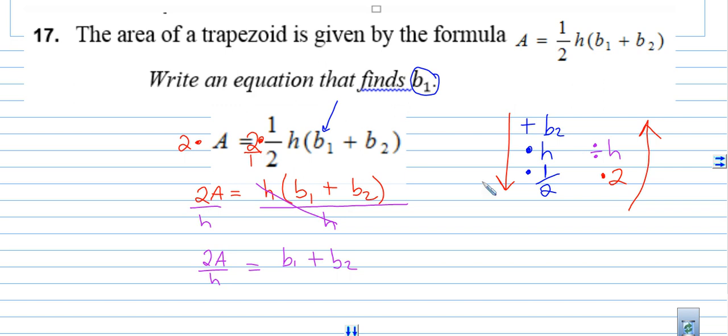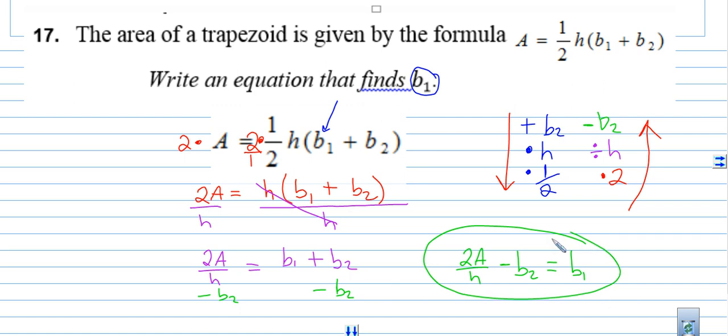Lastly, we're adding b2, so how do you get rid of adding b2? You're going to subtract b2. So I'm going to subtract b2 from both sides. And so what this says is 2a divided by h minus b2. I'm going to come over here because we're running out of room: 2a over h minus b2 equals b1. And that's your final answer.